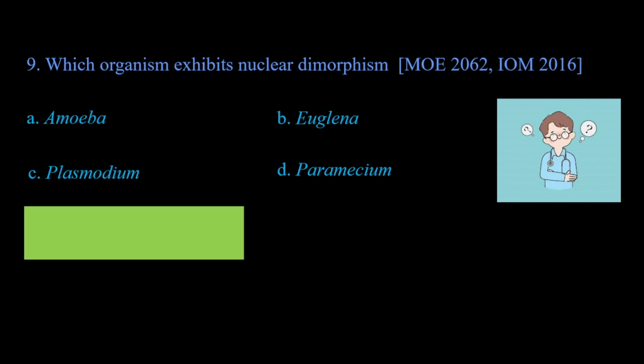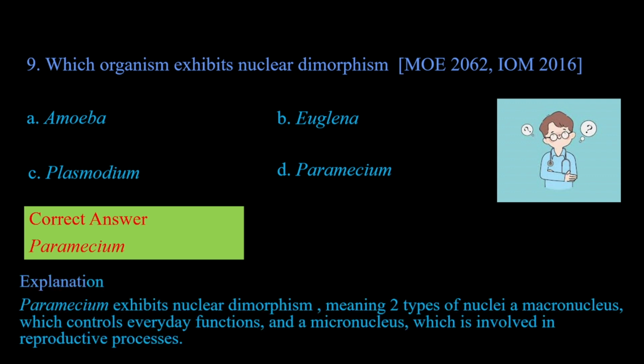The correct answer is option D. Paramecium. Paramecium exhibits nuclear dimorphism, meaning two types of nuclei: a macronucleus which controls everyday functions and a micronucleus which is involved in the reproductive process.